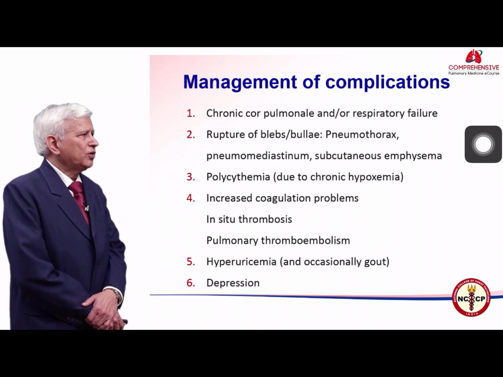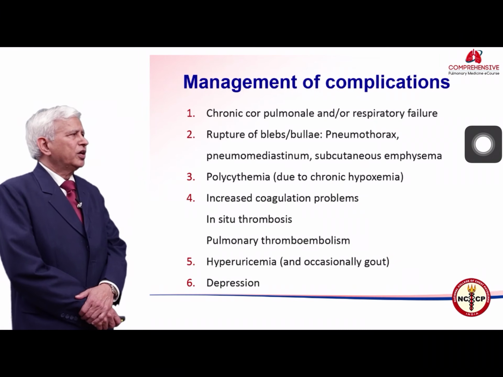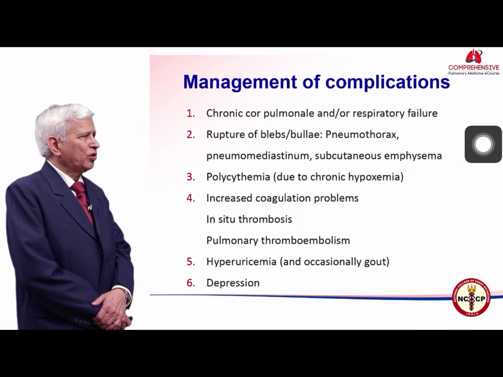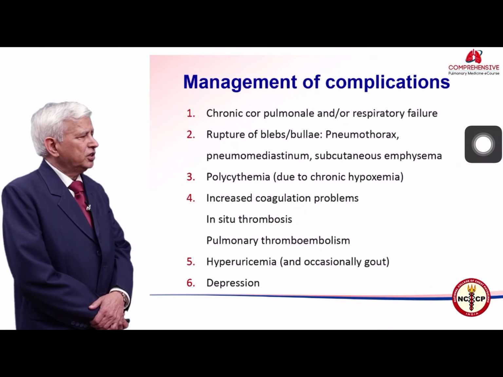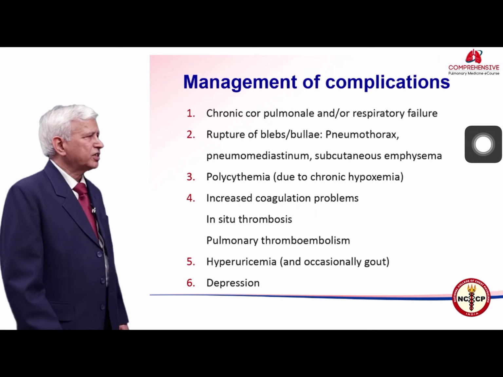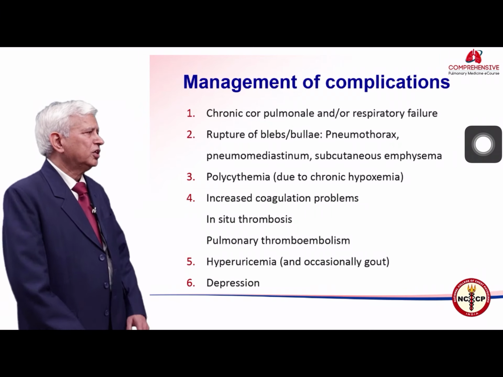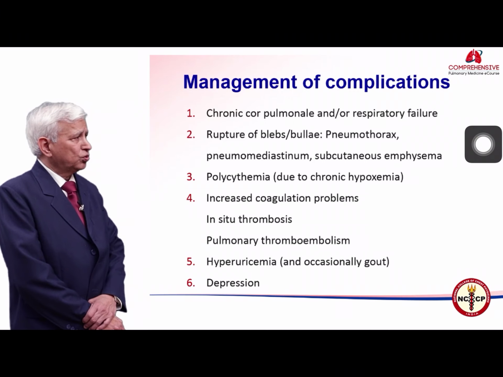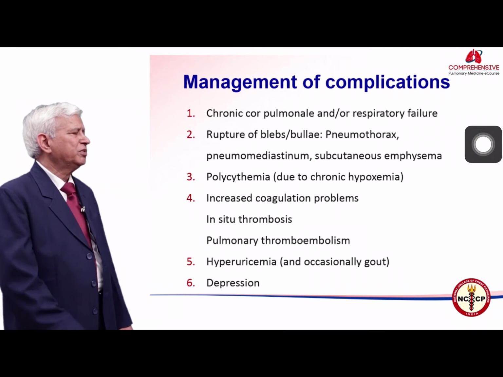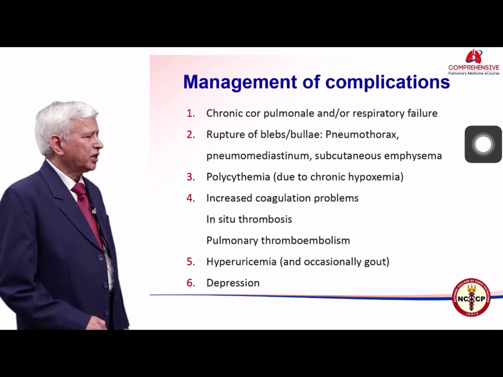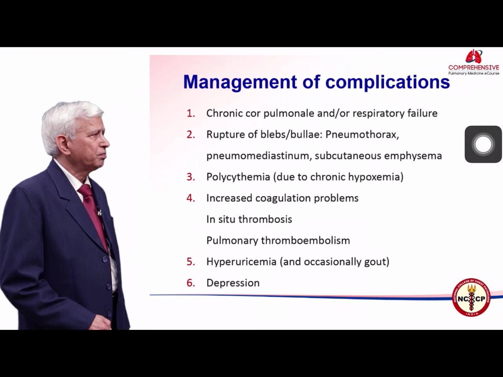Briefly about the management of complications of COPD. The most common complications of COPD are chronic cor pulmonale and respiratory failure. The rupture of bullae and blebs can occur, causing pneumothorax, pneumomediastinum, and subcutaneous emphysema. Polycythemia is common. Increased coagulation problems like in situ thrombosis or pulmonary thromboembolism have also been reported and are common in COPD. Hyperuricemia can occur, and of course depression is an important one.